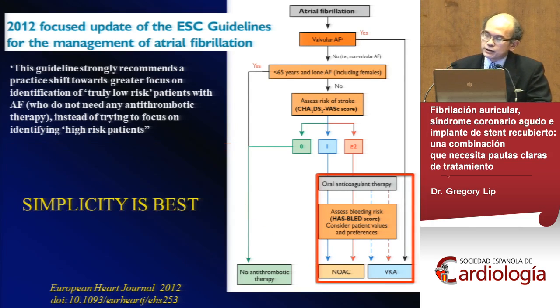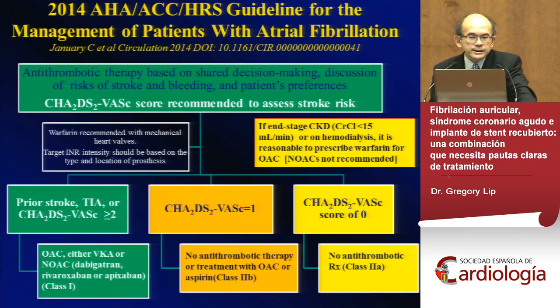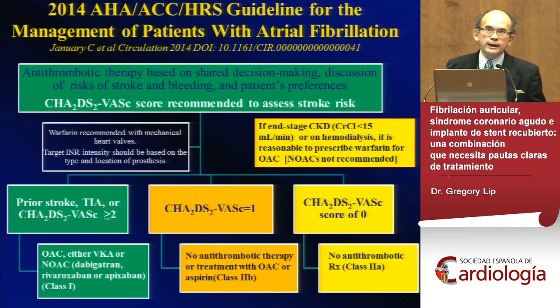The bottom line is you're trying to prevent strokes, and it's oral anticoagulant therapy, whether that's delivered as a NOAC or as a well-controlled vitamin K antagonist. The recent guidelines from the US, the 2014 American Heart Association, American College of Cardiology, and HRS guidelines, have just been published. Again, you will see the emphasis is that effective stroke prevention is oral anticoagulant therapy. The only stroke risk score recommended is the CHA2DS2-VASc score, and as you will see, those at high risk have a score of 2 and above, for whom oral anticoagulant therapy is recommended.